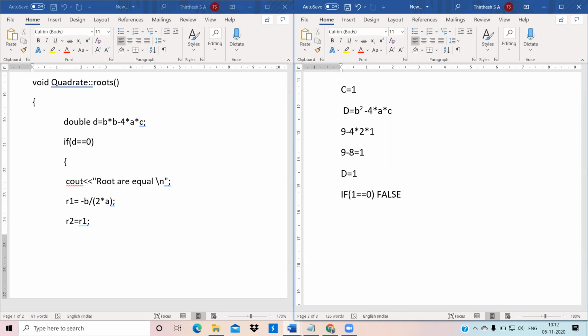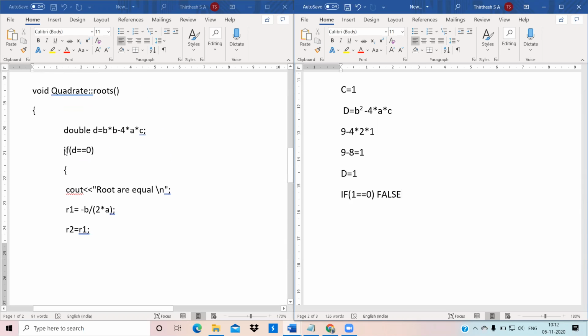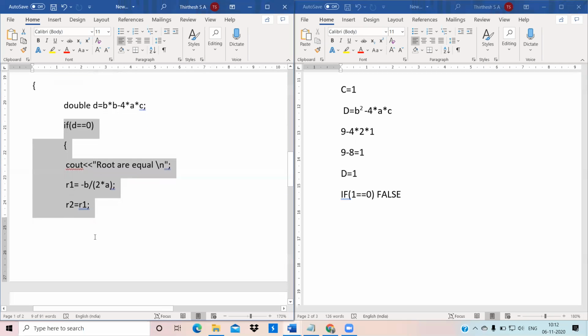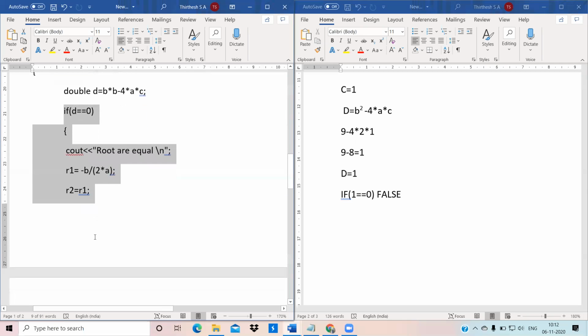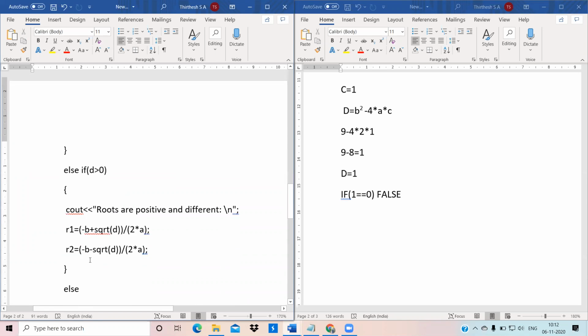Okay, so what happens here? Now this part will not get executed, because only when your D is equal to double equal 0, only then this part will get executed. Okay, the next one is else. Now what you're going to do?